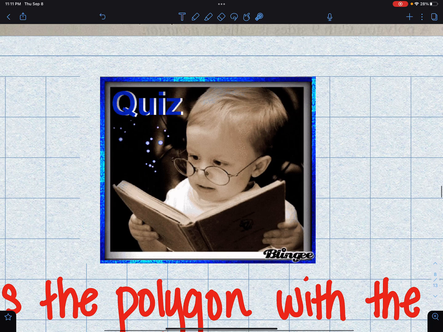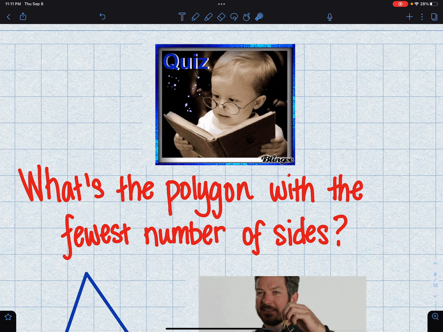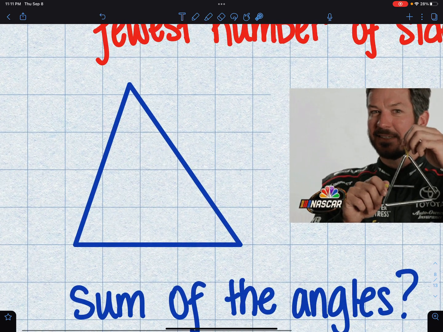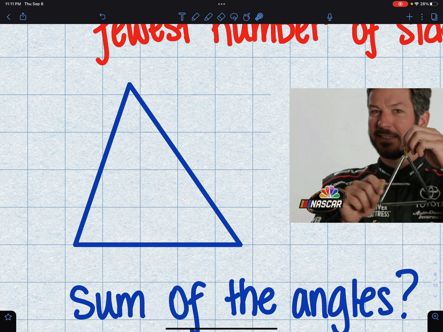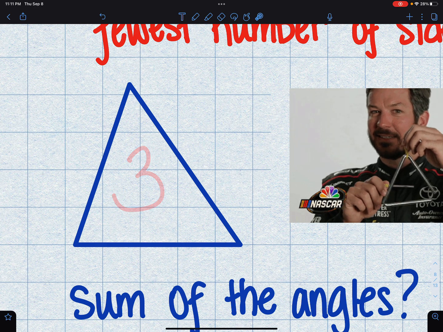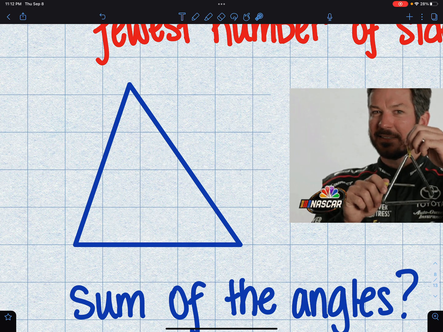Alrighty, pop quiz. Let's see if we can apply some of this knowledge so far. What's the polygon with the fewest number of sides? Pop quiz. What's the polygon with the fewest number of sides? Did you get it right? It's a triangle. Okay, so triangles have 3 sides, 3 angles, and you can't have a polygon with only 2 sides and 2 angles, right? So triangle has the fewest number of sides and can still be a polygon.